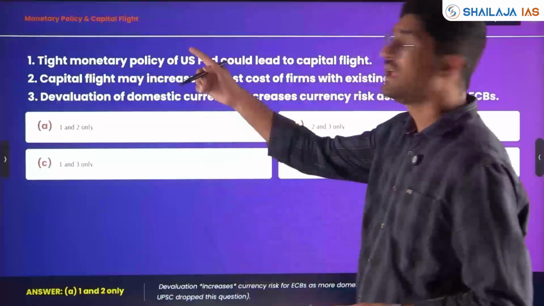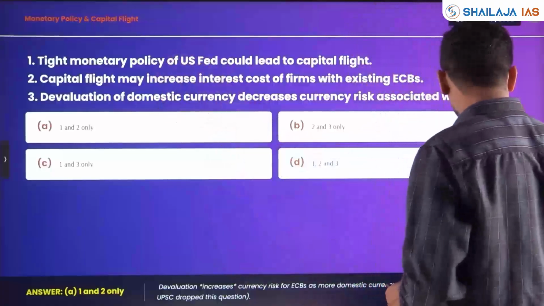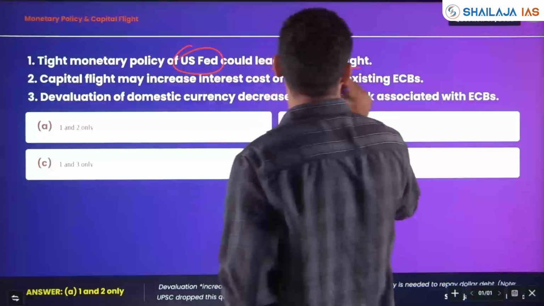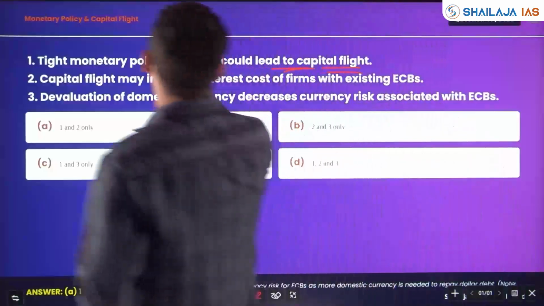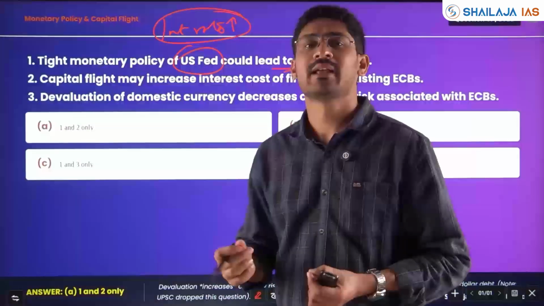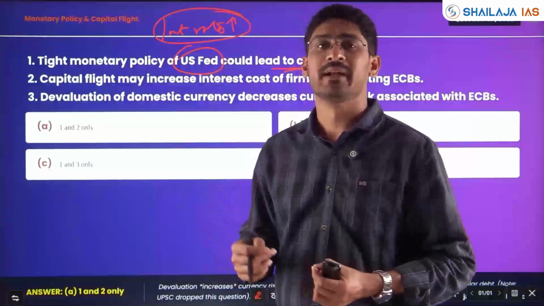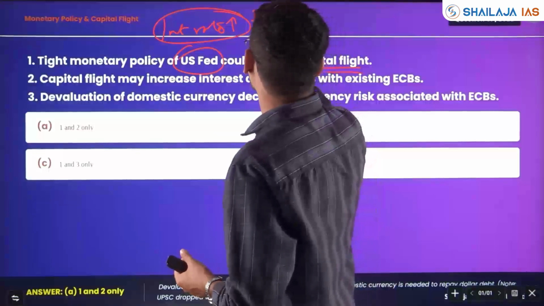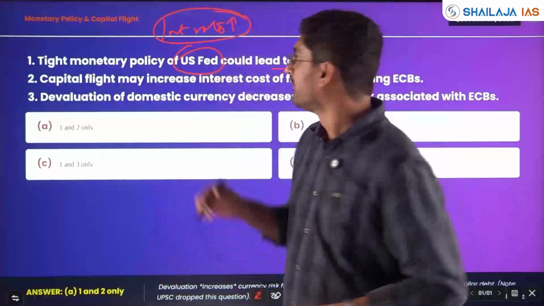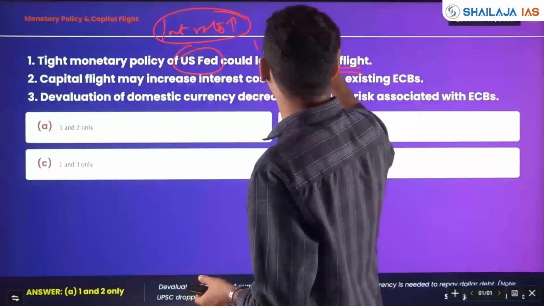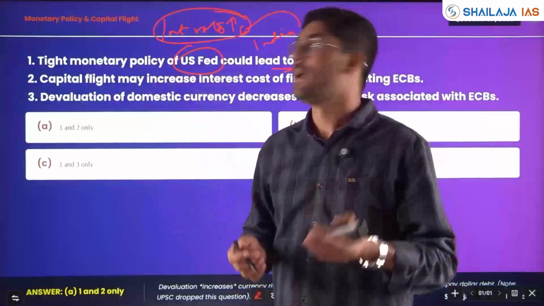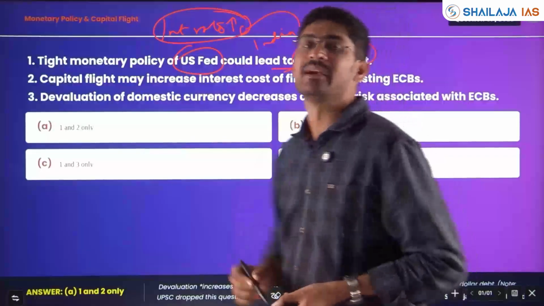Next, again monetary policy and capital flight, an international capital question has been asked. We'll see. Tight monetary policy of the US Fed could lead to capital flight. Tight monetary policy means they are increasing the interest rate. Try to find the corollary. Whenever they increase the interest rate, the money invested there will get a high interest rate. So whenever the US has tight monetary policy, money from India flies back to the USA. Why? Because in their home country they are getting more interest for their money. So capital flight will happen from India to USA.